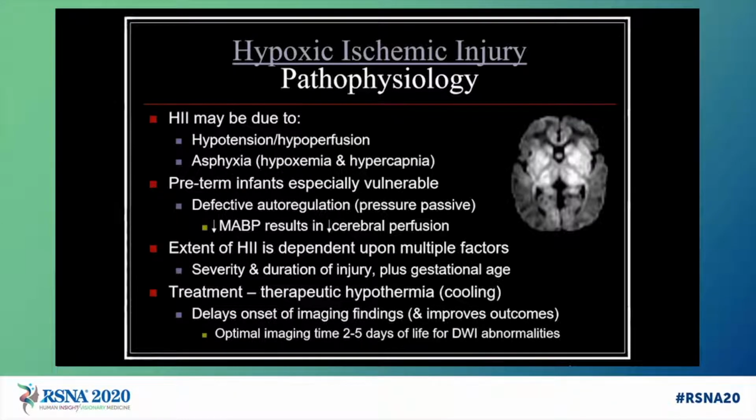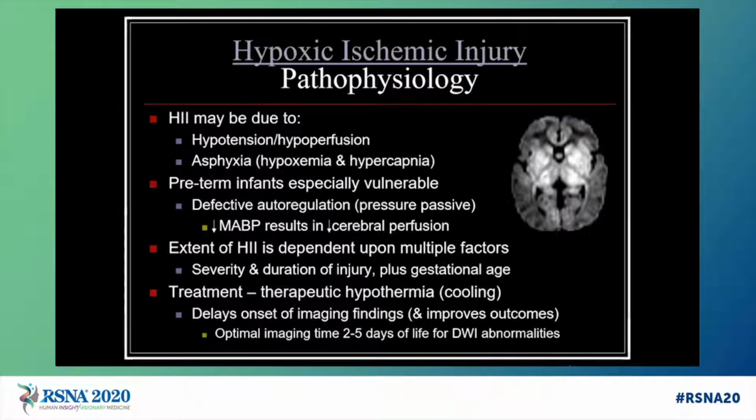In terms of the pathophysiology, hypoxic ischemic injury may be due to hypotension or hypoperfusion, or it could be seen in the setting of asphyxia. Preterm infants are especially vulnerable to hypoxic ischemic injury because they have what is referred to as pressure passive flow due to defective autoregulation. That means as their mean arterial blood pressure decreases, they have a resultant decrease in cerebral perfusion.